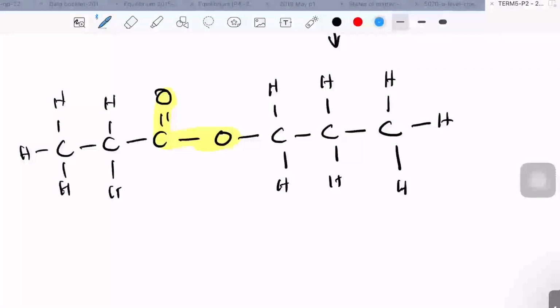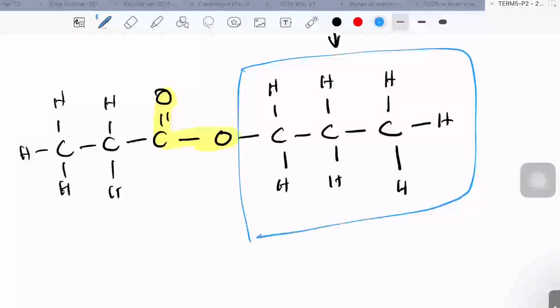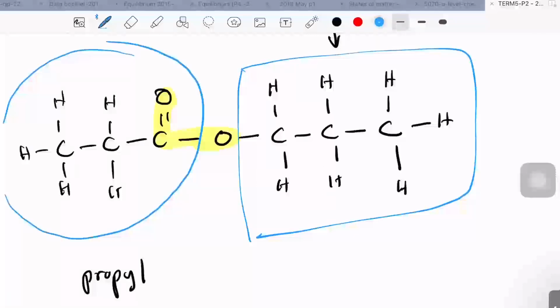Now the alcohol part has 3 carbons, so we call it propyl. And the carboxylic part has 3 carbons, so it's propanoate. Propyl propanoate. Now we know how to draw the ester and also name the ester.